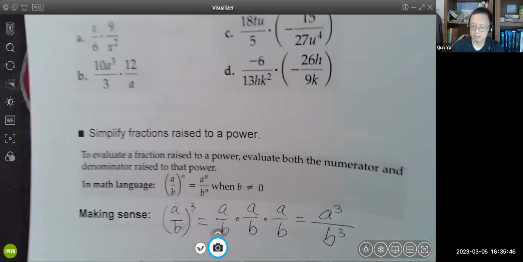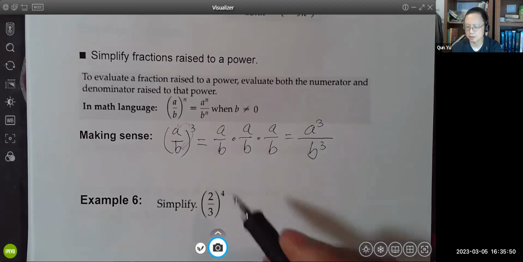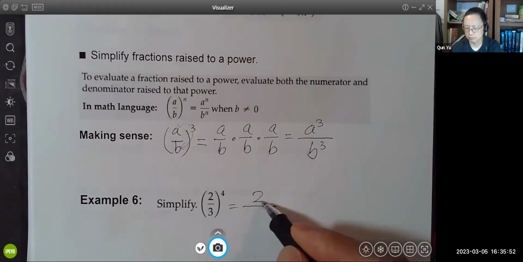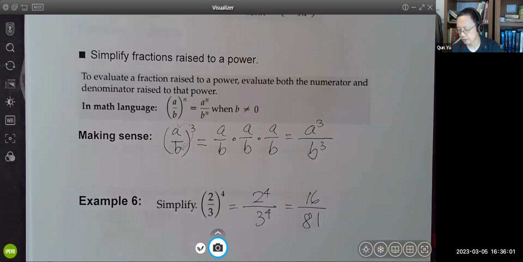Okay, now let's look at our next example. Straightforward. 2 to the fourth power, 3 to the fourth power. 2 to the fourth power is 16. 3 to the fourth power is 81. So that's our final answer.